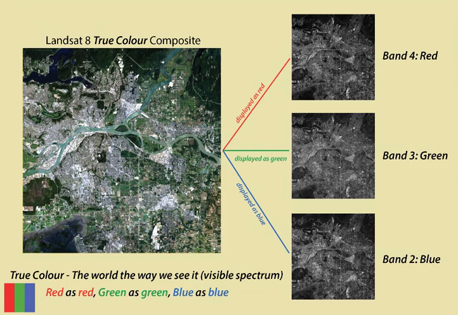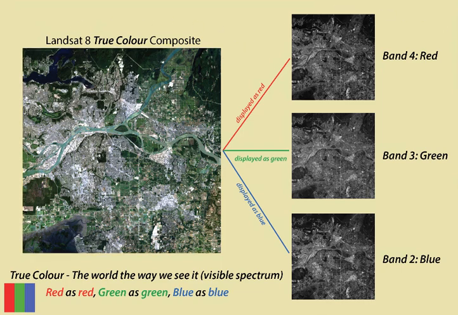The same can be said about why the water is blue. Water reflects more blue wavelengths than green or red, and we told the computer to display band 2, which is the blue wavelength, using the blue color, so we see the water as blue. So we now know that if we display the band 4 red using red, band 3 green using green, and band 2 blue using blue, we get a true color composite. But what if we choose to display other bands instead?